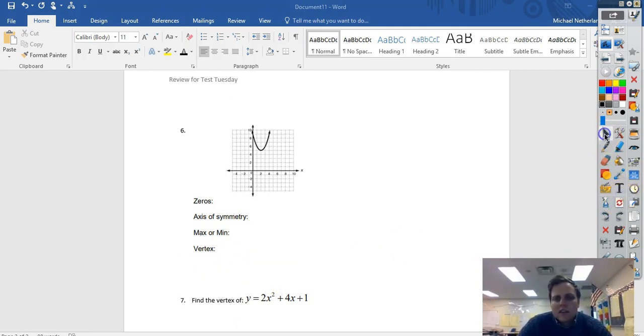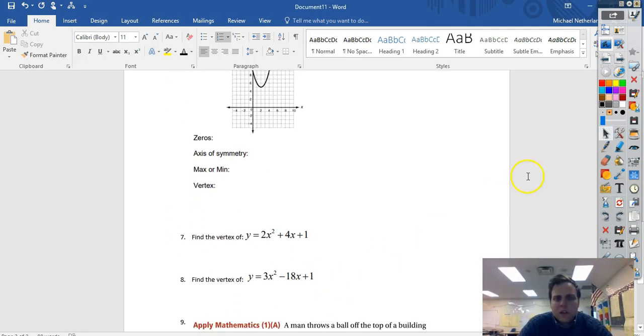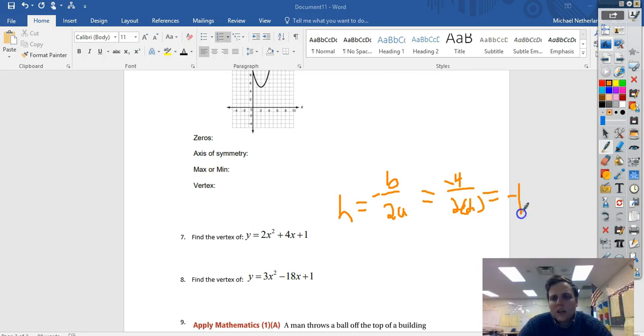Okay, number 7, it says find the vertex, and it gives me a standard form equation. The trick to doing this problem is to remember that the vertex is the point (h, k), where h is equal to negative b over 2a. And standard form is ax squared plus bx plus c, so a, b, c. So then this is equal to a negative b, so negative 4, divided by 2 times a, so 2 times 2. So that's just going to be negative 4 over 4, which is negative 1.